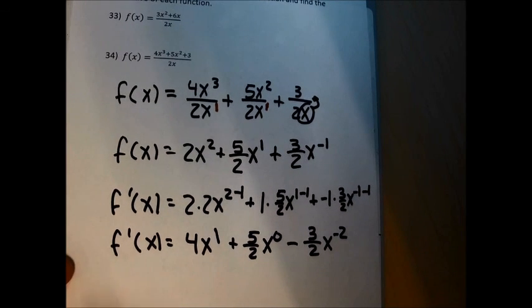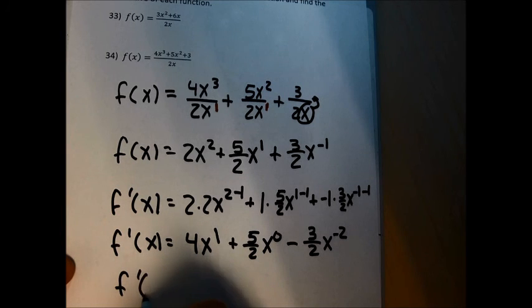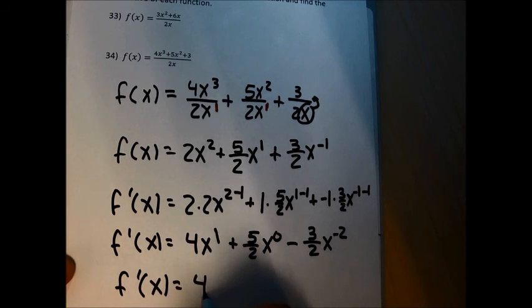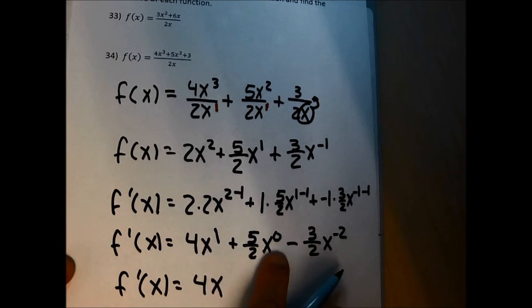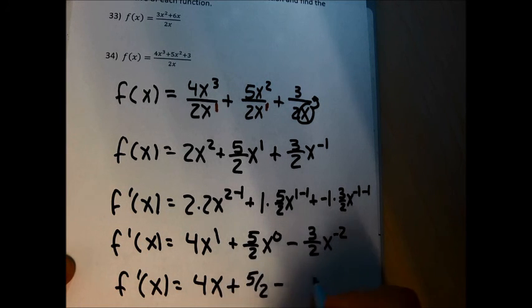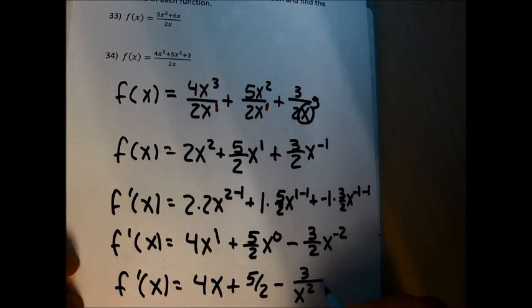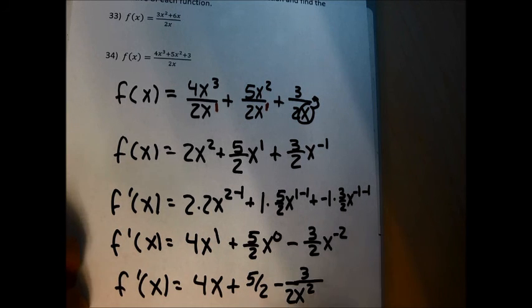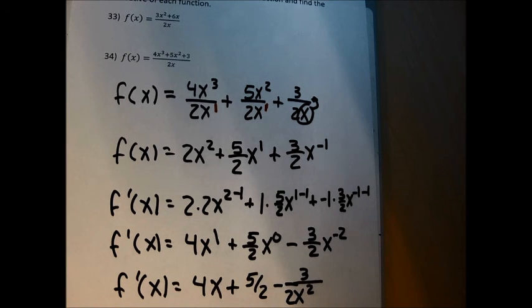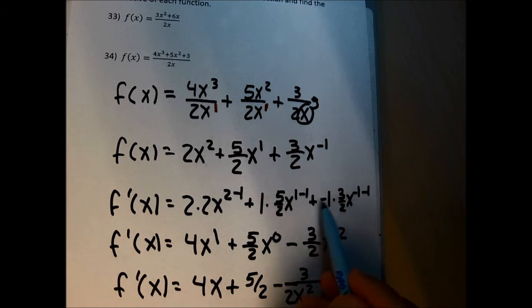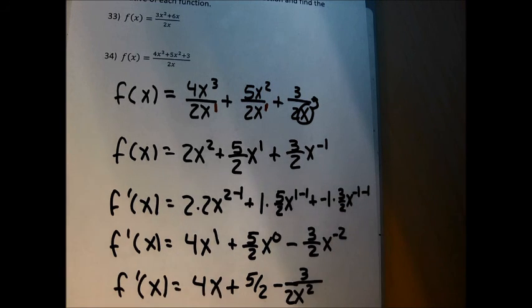Now I'll clean this up. First piece, I don't need to write an exponent of 1, so I'm just going to write 4x. Second piece is 5 halves times 1, so it's just plus 5 halves. Last piece, I don't want a negative exponent. I need to move the 2 down to the denominator of that fraction and get a 3 over 2x squared with a minus sign in front still, because I did plus minus right there, and that gave me a minus 3 halves. Alright, your 33 is easier, so give us a go at that.